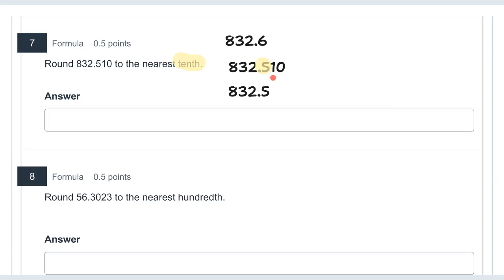Look at the number that comes immediately after the 5, which is a 1. That 1 tells us to round down. So we put 832.5 in the box. And again, since we're rounding to the 10th, the last digit of our number better be in the 10th place.